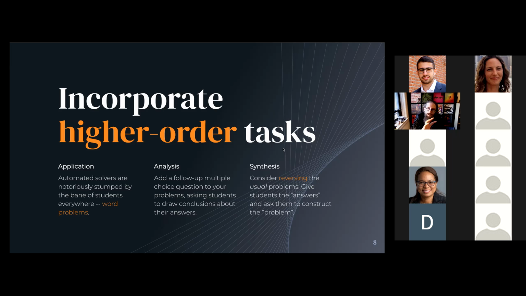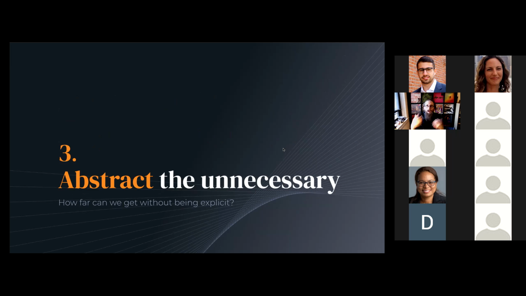Students are then required to think differently. And it's not something that an automated problem solver can handle well either. And then you can abstract the unnecessary components of your assessment questions. Without being too explicit, can you ask students the questions while giving them less information?